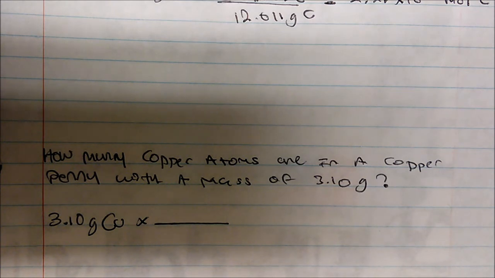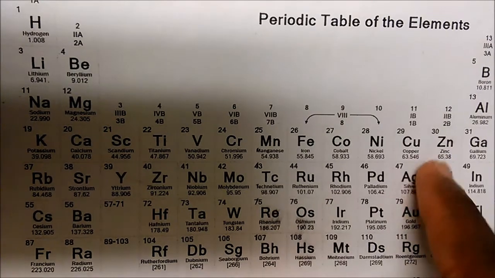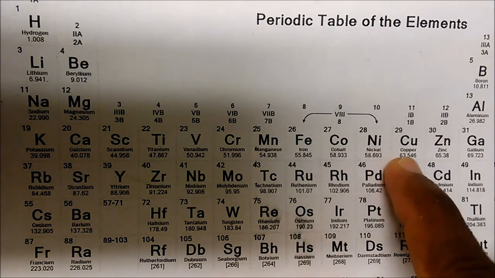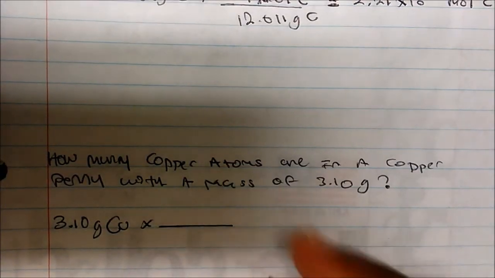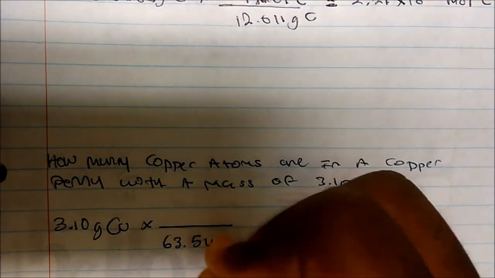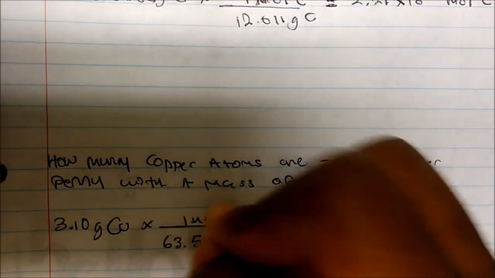Now, how do we get to atoms? Well, the first thing you usually should do is convert to moles first. That's a given. Okay, and so how do we convert to moles if we have 3.1 grams of copper? Well, I got to bring out the beautiful periodic table. And I see that copper, for every 63.546 grams, I get 1 mole. And so where do I want grams to be? On the bottom, because I need to get to moles first. So this would be 63.546 grams of copper for every 1 mole of copper.